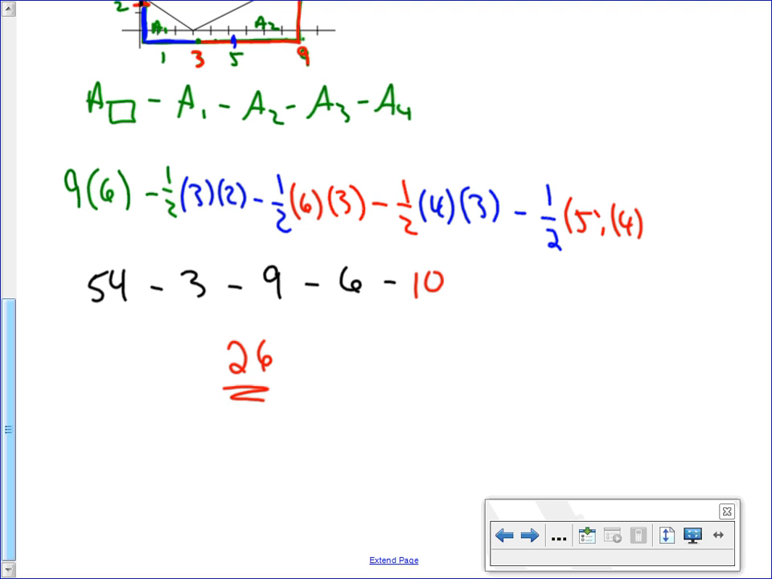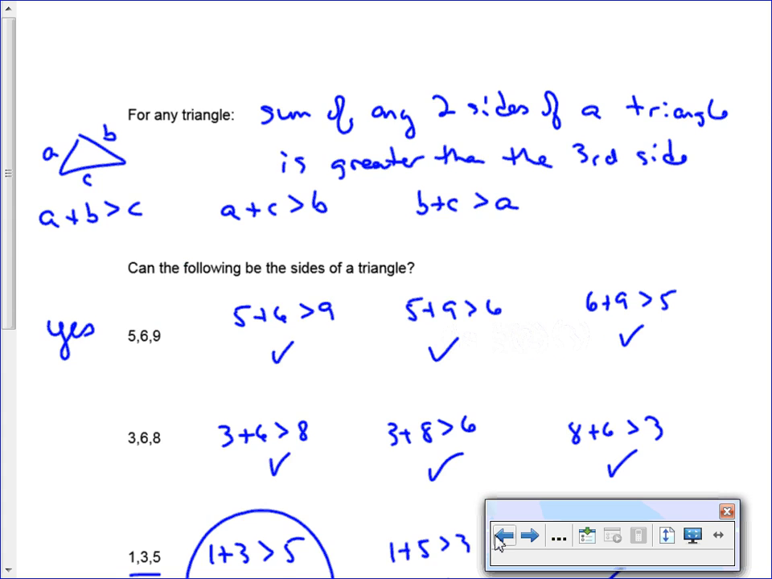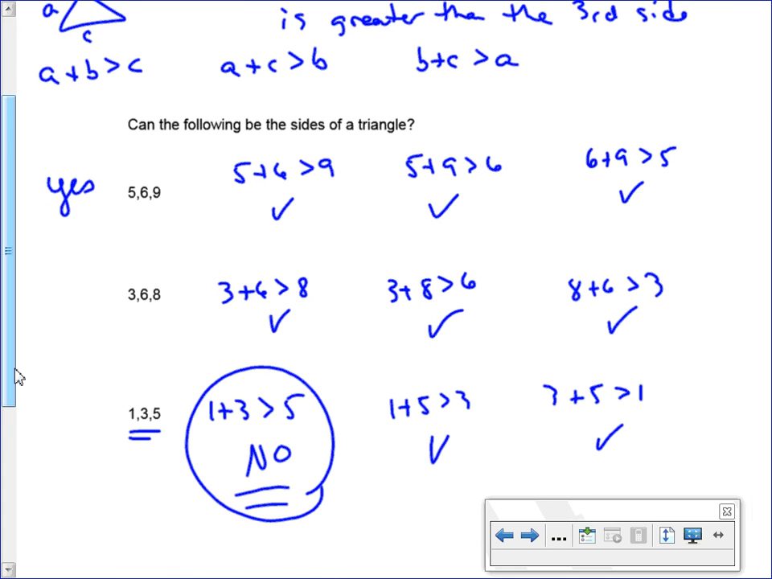There are 2 problems on your PSAT. One, this should help, and one about the sides of the triangle. 2 problems on there, all right? And now you have about 30 minutes to work on your PSAT stuff.